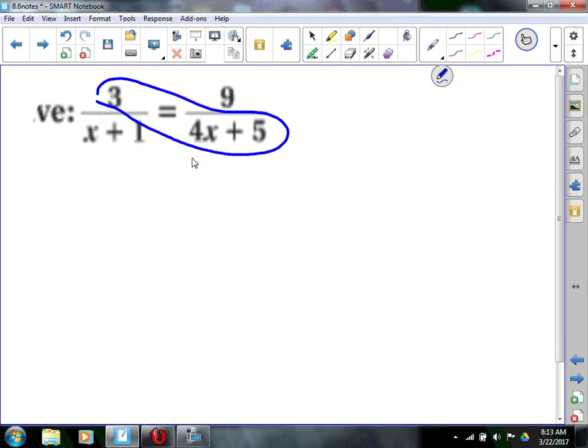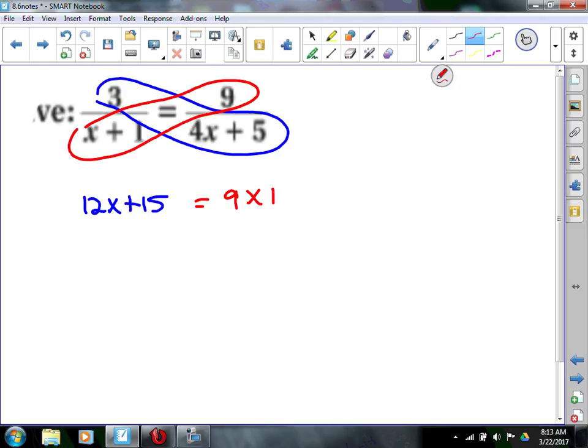Now, some people really are good at the distributive property, but forget to do it here. What's that cross product going to be? 12x plus 5, right? Yeah, make sure you distribute, okay? And the other cross product is 9x plus 9. Good. So then we would get 3x is negative 6, and we get x is negative 2. Same thing, just a little bit different way of getting there.